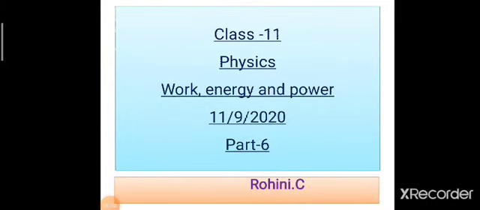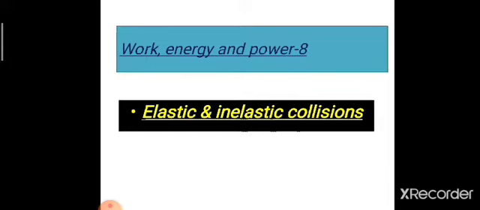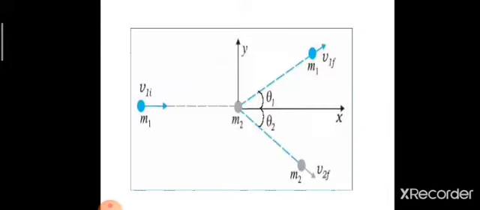Now let us discuss the collisions in detail, that is, elastic and inelastic collisions. Let us consider two masses m1 and m2, and m1 is moving along a straight line towards m2 with a velocity v1I. m2 is at rest. After collision, let the two masses move in the directions shown, making an angle of θ1 and θ2 with the x-axis with velocities v1f and v2f respectively.